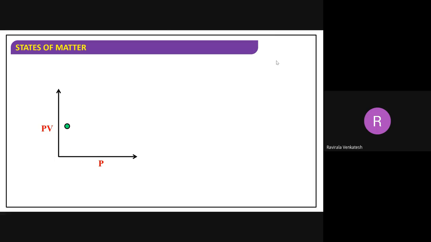Now, when you take a graph like this, PV versus P, what is PV? PV is equal to K, correct or not? Then PV is equal to K. K is always constant, no? Then we get a constant line like this.